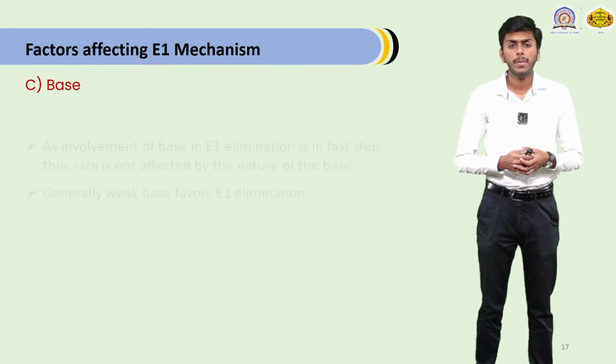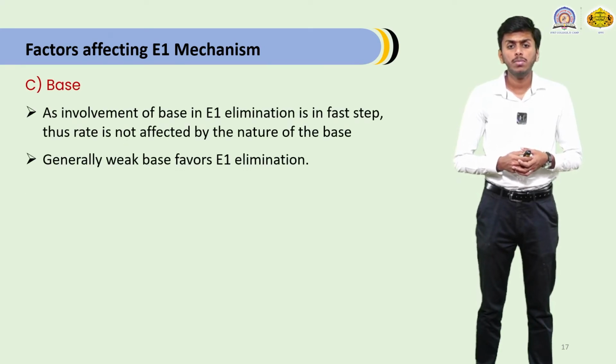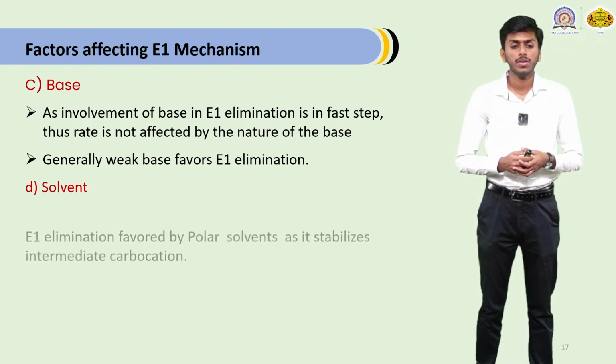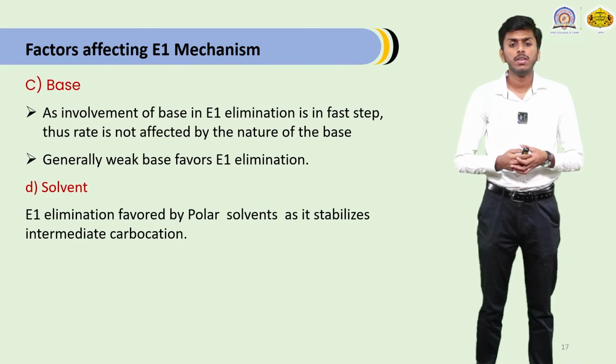Third factor is base. As the involvement of base in E1 elimination is in a fast step, the rate is not affected by the nature of base. Generally, weak base favors E1 elimination. The fourth factor which affects the E1 mechanism is the solvent. E1 elimination is favored by polar solvent as it stabilizes the charged carbocation.